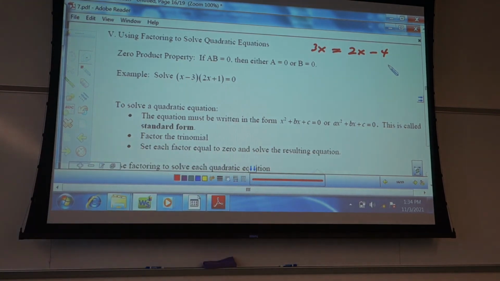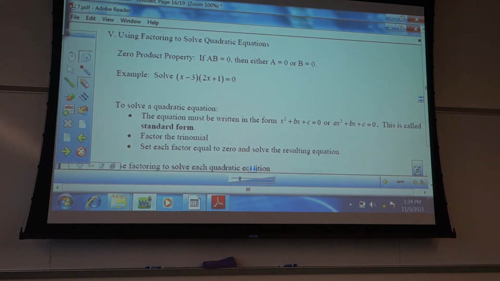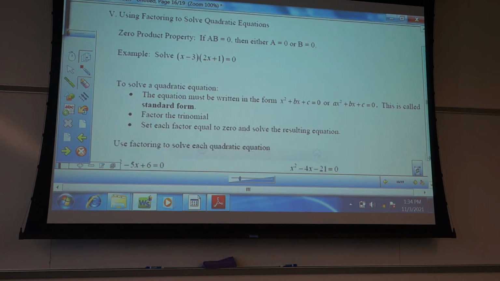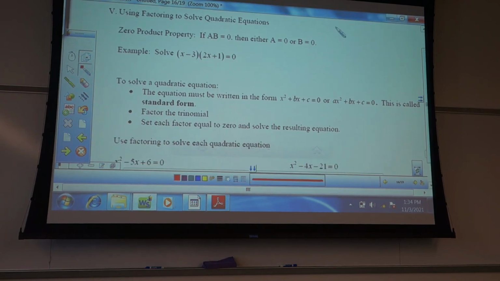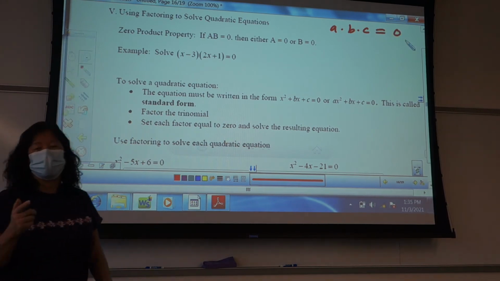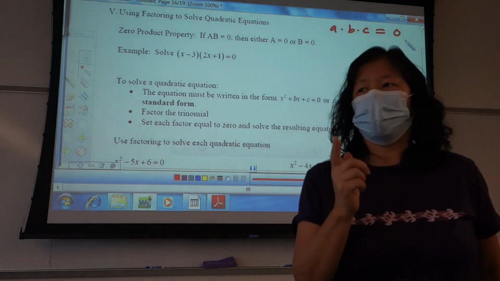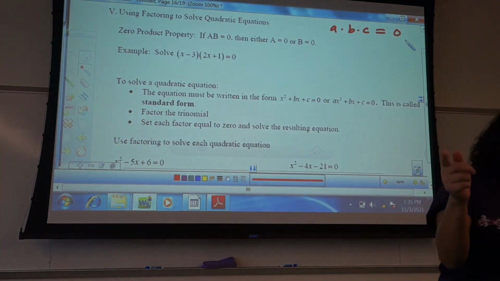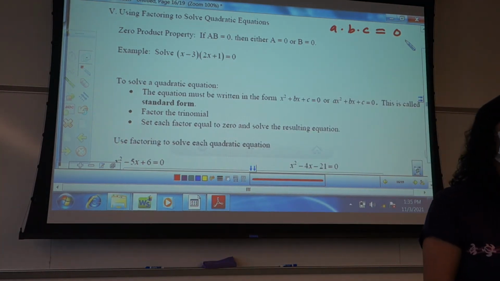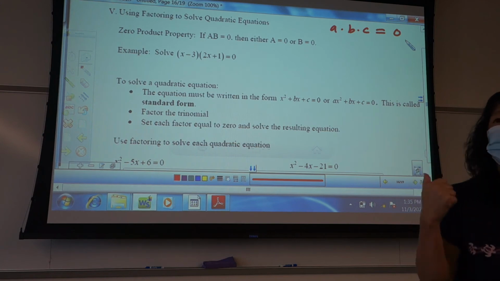So the neat thing is, we can take advantage of this really great property, which is that I know that if a times b times c equals 0, everyone think about this. A times b times c equals 0. What do I know about one of those letters? A, b, or c? It's gotta be 0. One of them has to be 0. Does that make sense? So a times b times c equals 0. One of them has to be 0.